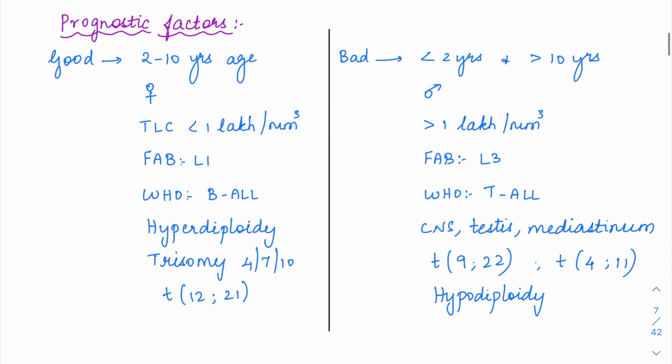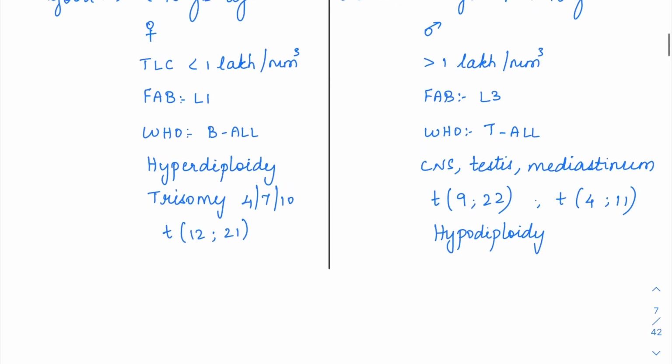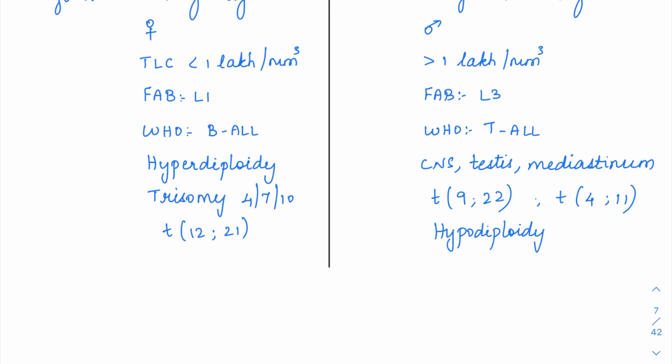The good prognostic factors in ALL: the age group between 2 to 10 years. Less than 2 years or more than 10 years is associated with bad prognosis. A female commonly has a good prognosis. Then the TLC count is less than 1 lakh. Previously it was the FAB classification; nowadays we are using the WHO classification only.